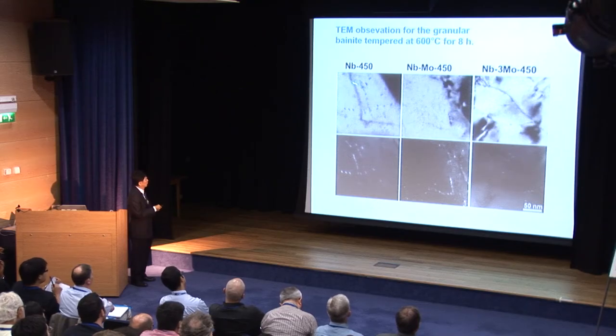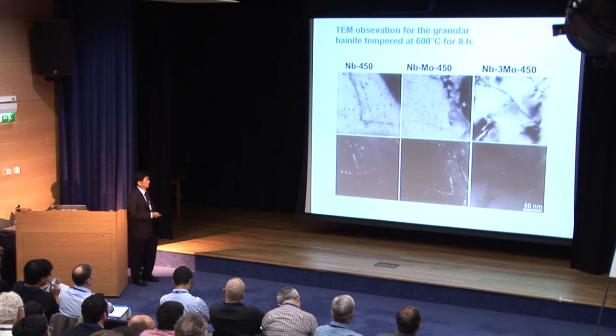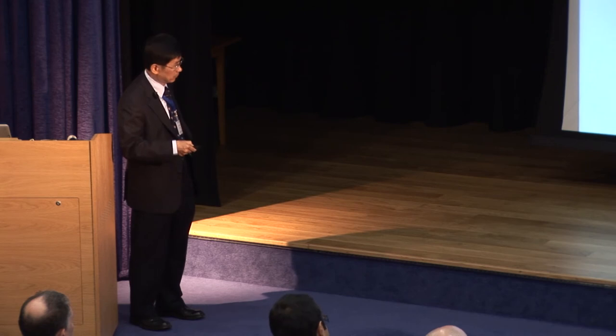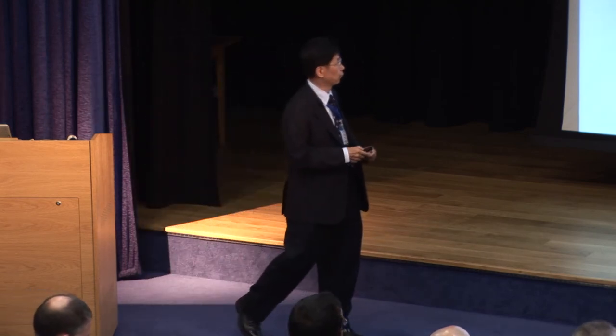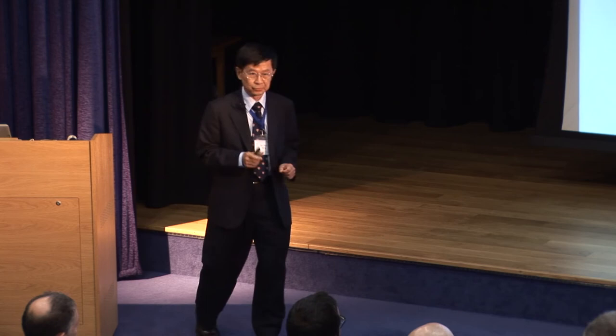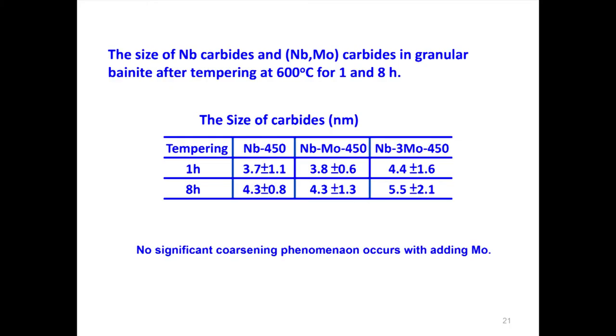And here we show the dark field image because the carbide is very tiny, and we would like to observe the carbide density, so we use a traditional dark field to observe it. In fact, the carbide is very, very tiny. From the high-resolution TEM, we measured the size of carbide, and the number of carbide we measured was about 300 particles. We can see the carbide size stays very, very small for niobium and niobium-moly steel.